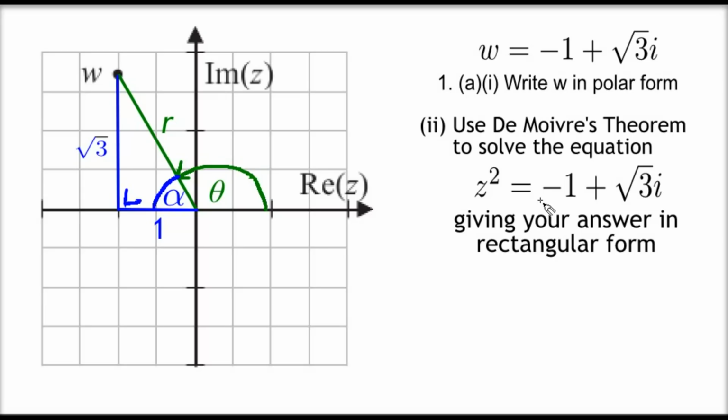Part 2 asks us to use de Moivre's theorem to solve this equation, z squared is equal to -1 plus root 3i, giving your answer in rectangular form, i.e. in this form here, as opposed to using polar form. If you have keen eyesight, you may notice a similarity between these two equations. In fact, w and z squared are equal, and that's key to using de Moivre's theorem. We have w in polar form, so in fact we have z squared in polar form as well. And since we have z squared in polar form, that allows us to use de Moivre's theorem.